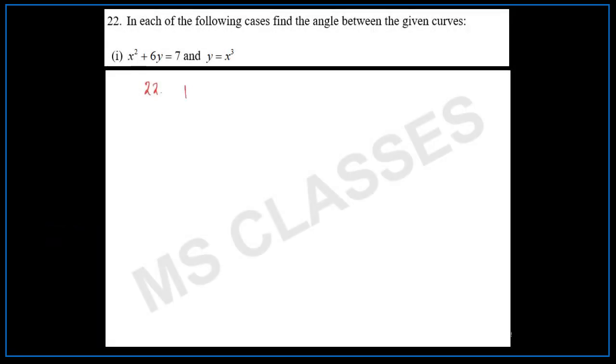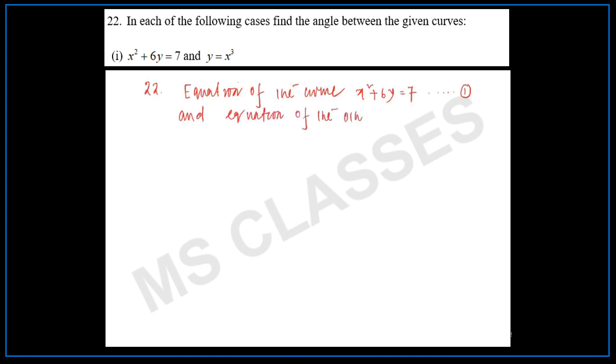So equation of the curve x square plus 6y equal to 7. We mark this as equation 1. And equation of the other curve, y equal to x cube.